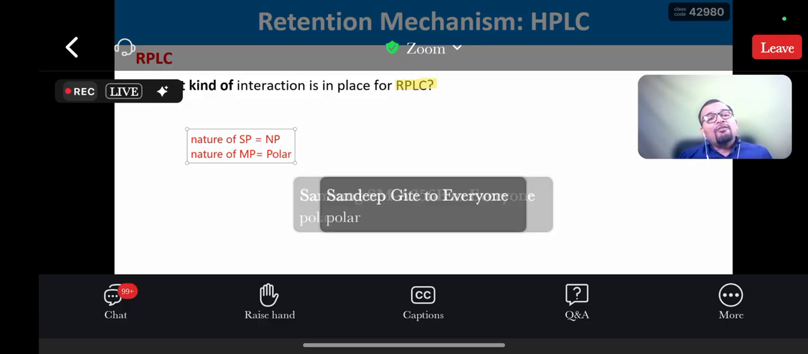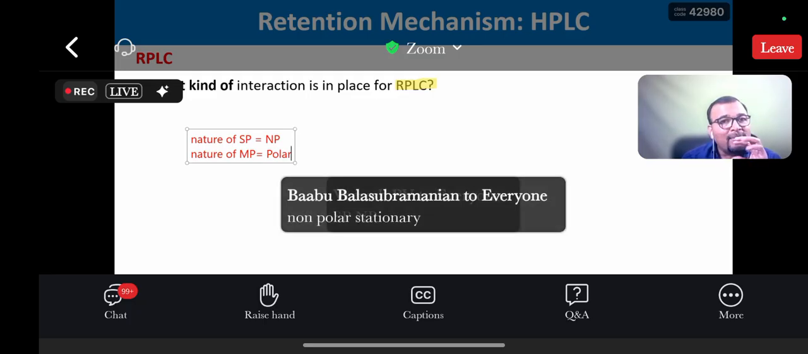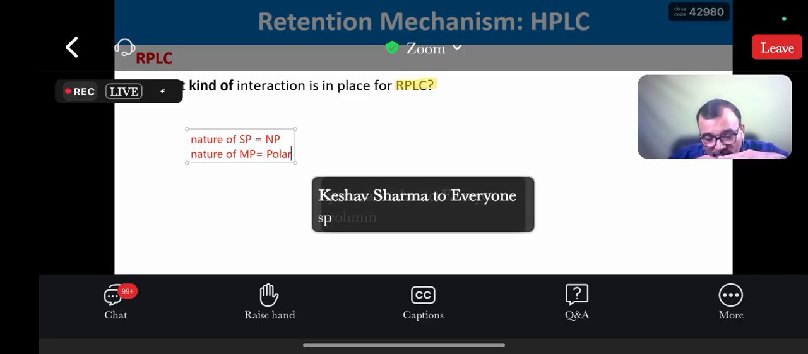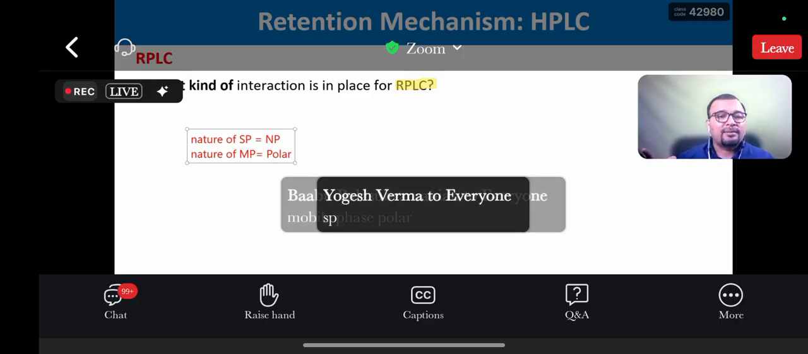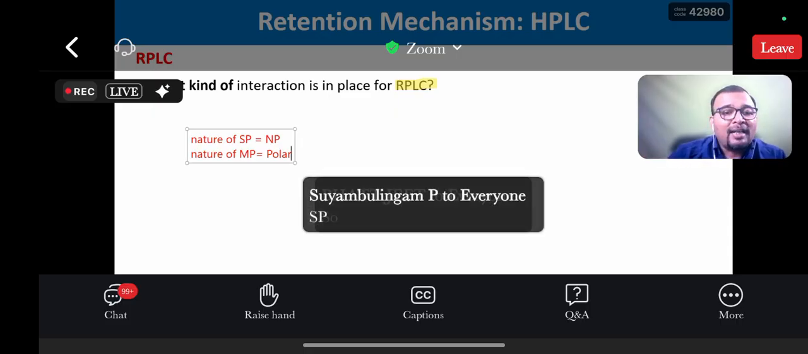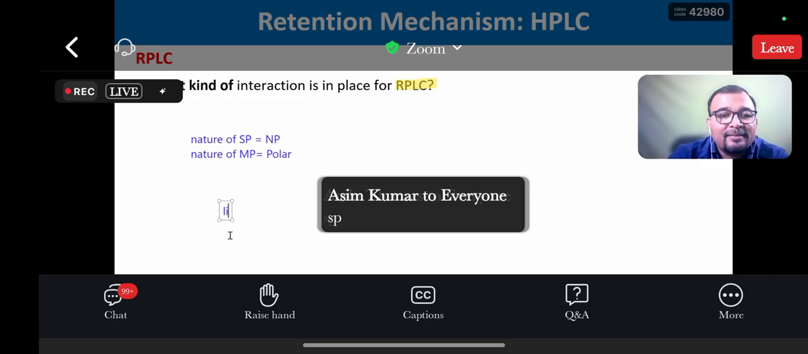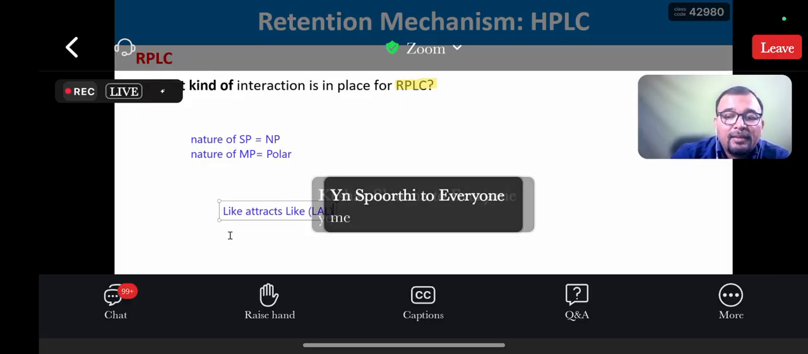Now, who is going to govern the retention? Mostly, who plays the primary role in retention? Type in SP for stationary phase in the comment box. Right, the stationary phase, because the retention takes place on the stationary phase. And do you know another important principle called like attracts like? How many of you know like attracts like, or LAL? Type in LAL in the comment box.